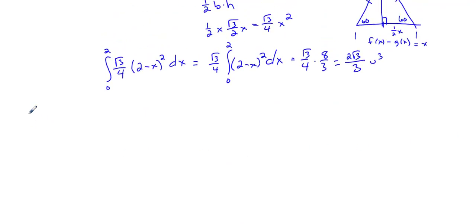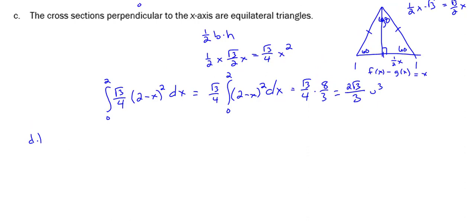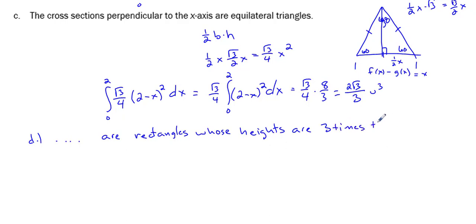All right. Bonus question, letter D. The cross-sections perpendicular to the x-axis are rectangles whose heights are 3 times the base.